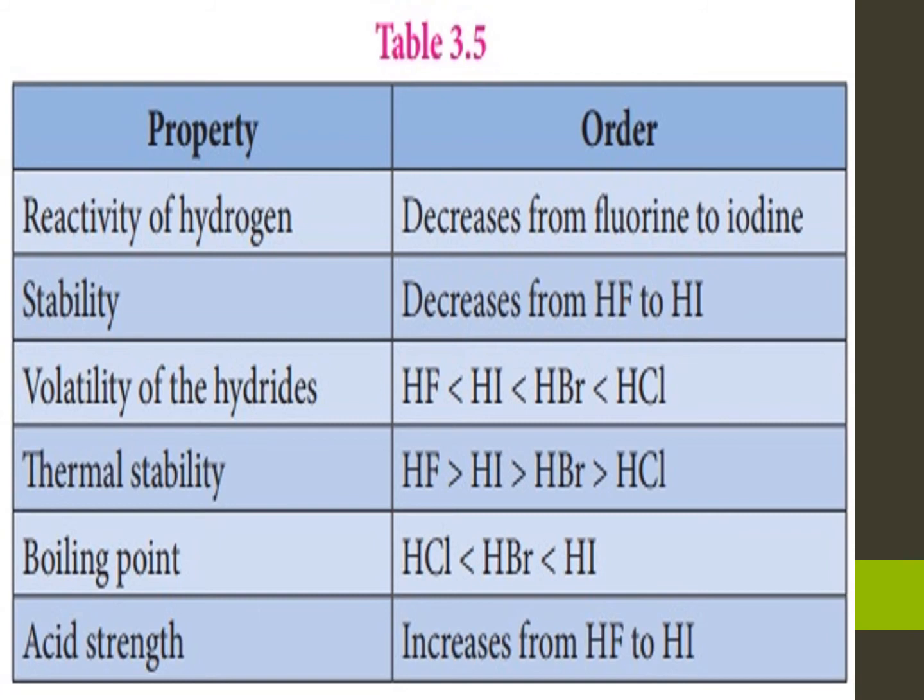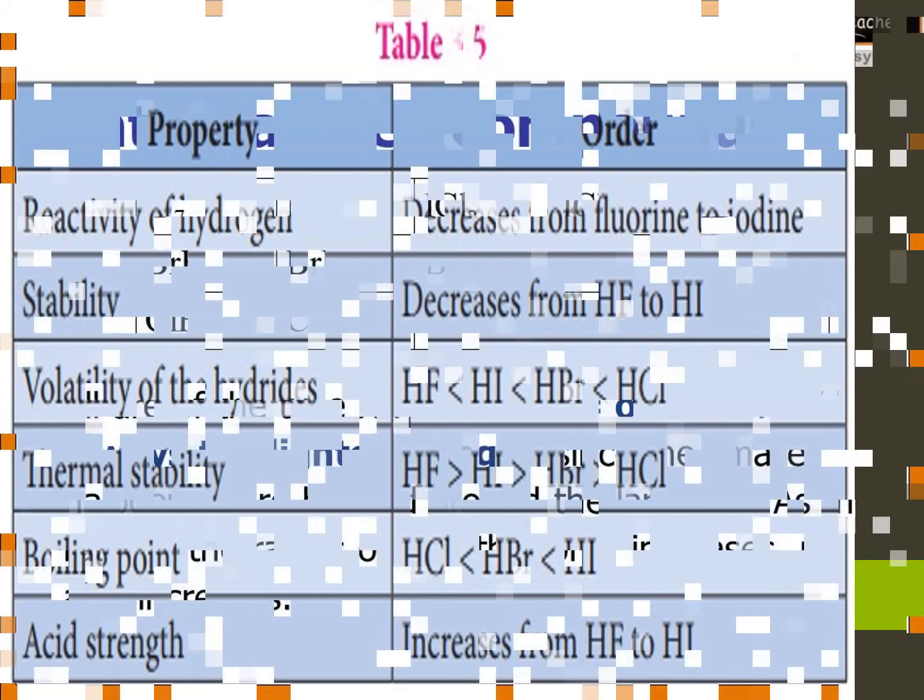Volatility of hydrides: for which is it highest first? HCl is higher, HBr is lower than HCl, HI is lower than HBr, and HF is lower than HI. Next, thermal stability is highest for HF, then HI, then HBr, then HCl. Next, boiling point is highest for hydrogen iodide, then HBr, then HCl. Acid strength increases from HF to HI. So these are the physical trends of halide compounds.